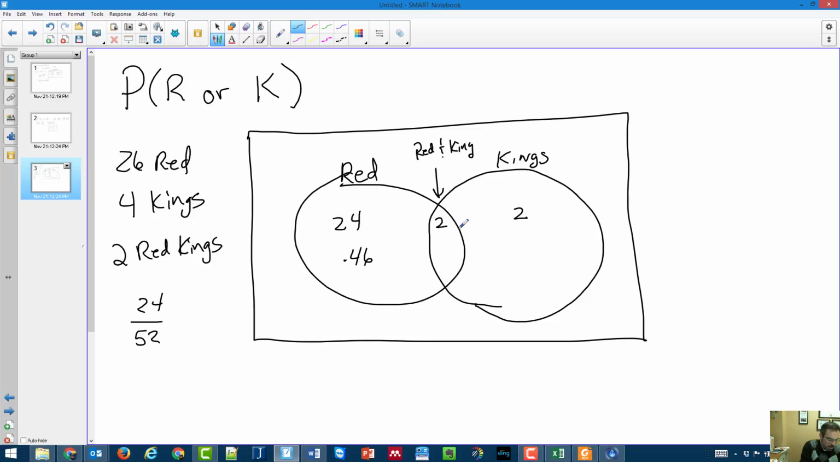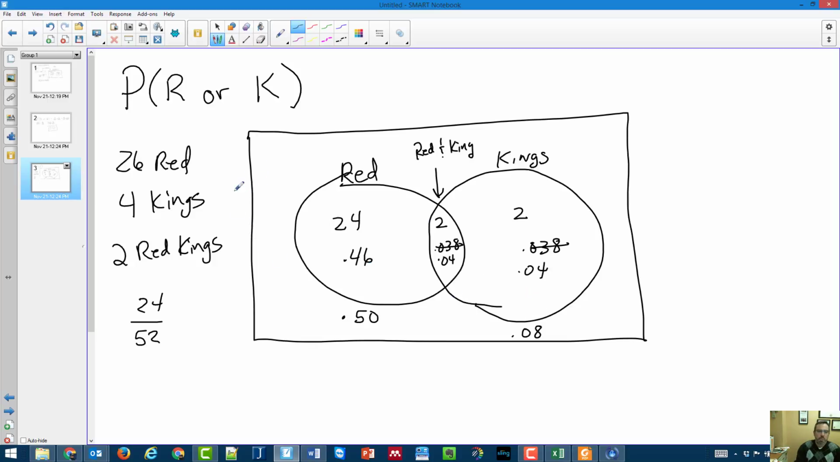2 out of 52 is 0.038. And 0.038. But I'm just going to round this off and say 0.04 and 0.04, just so that we have something a little bit easier to work with. But that shows me, when I put all these together, 50% of the cards are red. All over here I have 0.08. That's how many of my cards are red kings.